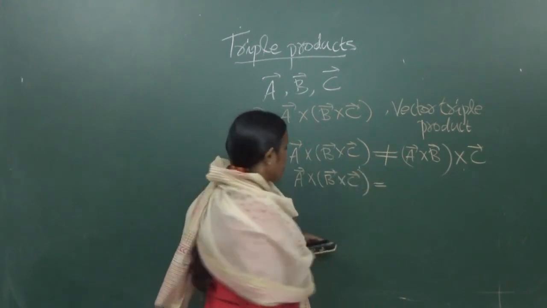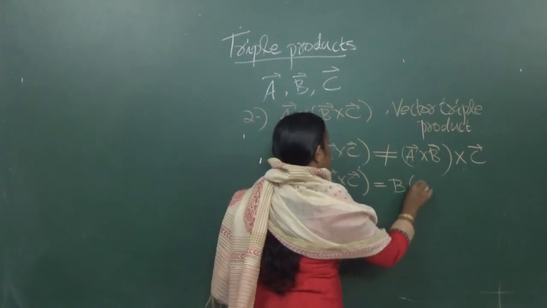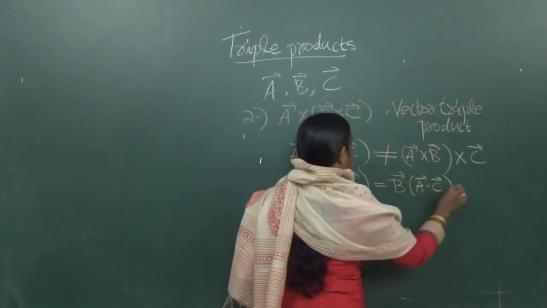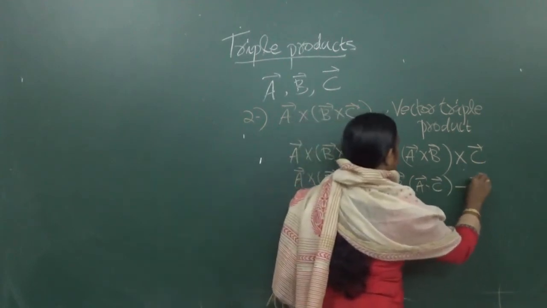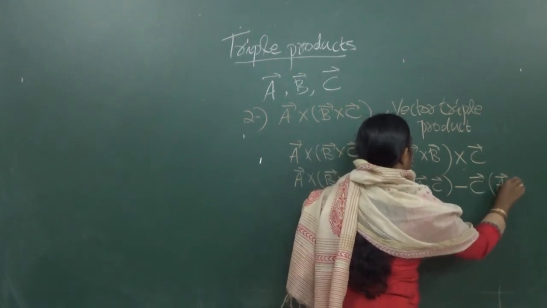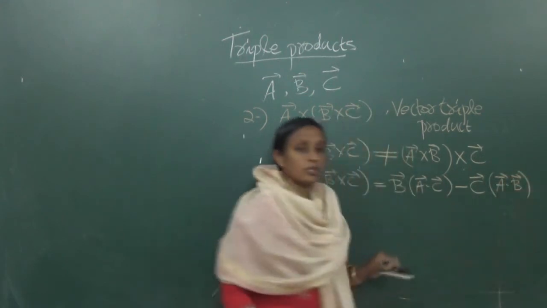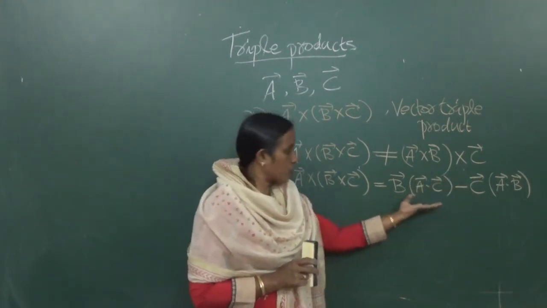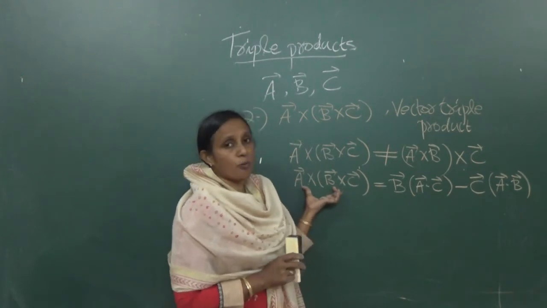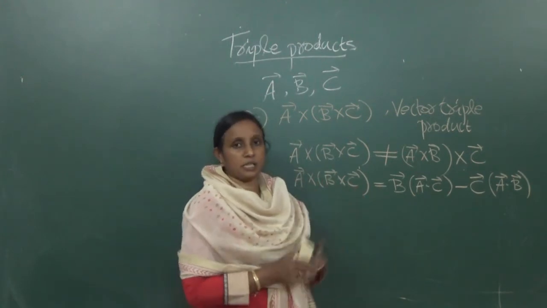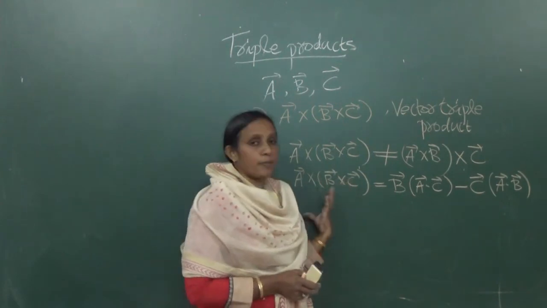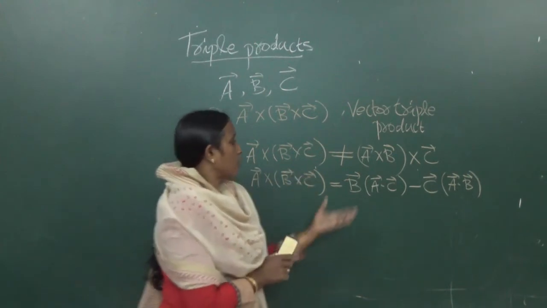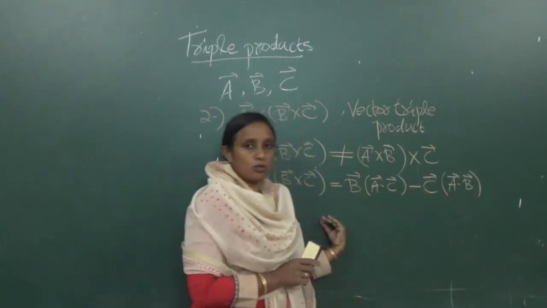Another property: we can simplify the expression A cross (B cross C) as B times (A dot C) minus C times (A dot B). This is called the BAC-CAB rule. We can prove this expression by using the component form of vector A, vector B and vector C. If you write all these in component form and find the vector triple product, you can rearrange it like this.